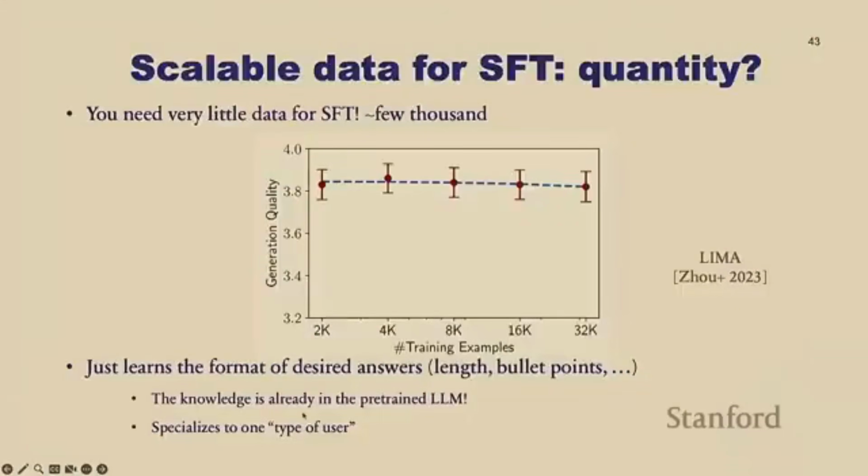So you're not teaching anything through this SFT, supervised fine-tuning. All you do is tell the model to optimize for one type of user that it already saw in the pre-training dataset. The knowledge is already in the pre-trained LLM, and you basically just specialize to one type of user.